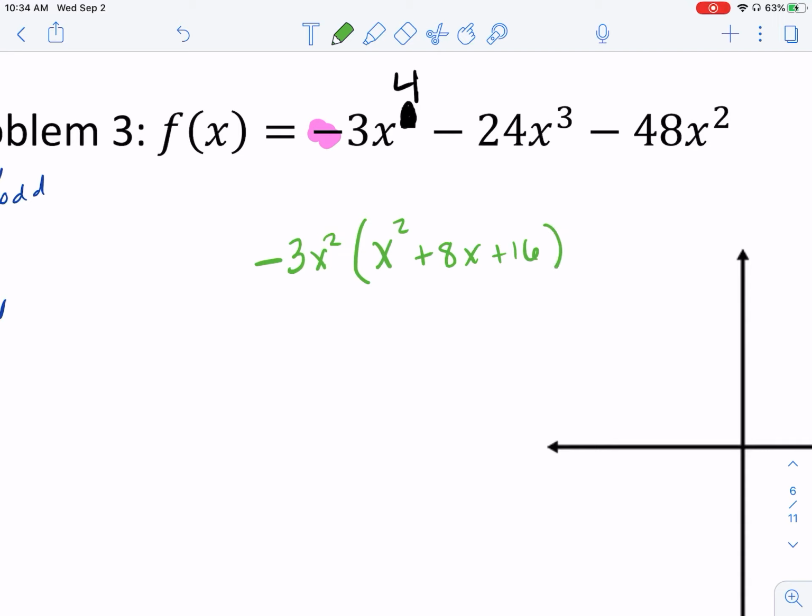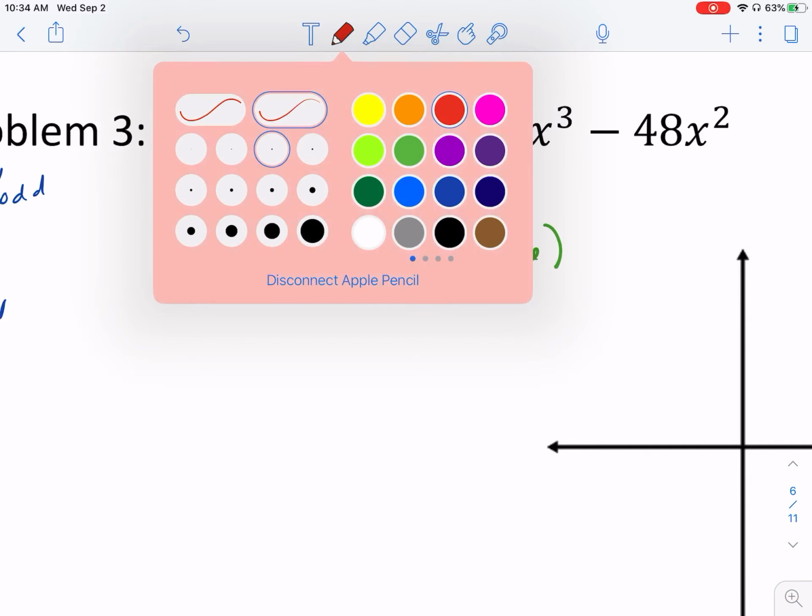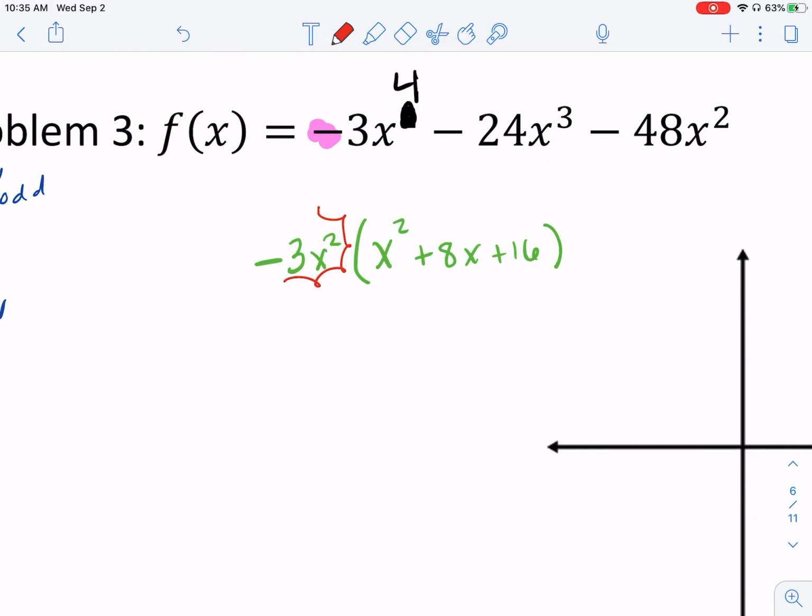So now I'm ready to finish factoring. I like to put something fancy around my greatest common factor because I'm going to leave it here for a minute, but I don't want to forget about it. I'm going to work on factoring this quadratic trinomial. Now, some of you guys might recognize that immediately this is a perfect square.